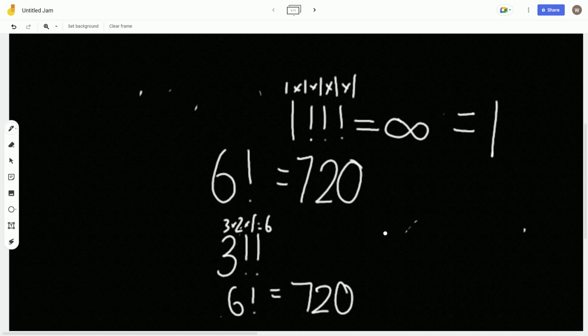But if you use 4 factorial factorial, the number will be so unimaginably large that it will even go beyond 10 to the power of 1,000 or even 10,000.